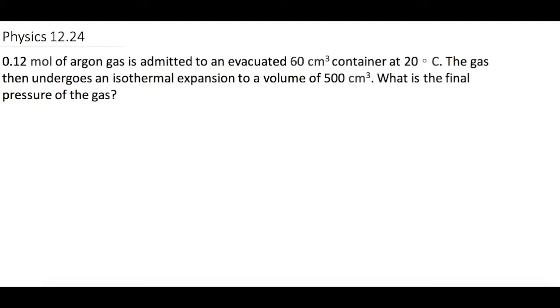0.12 moles of argon gas is admitted to an evacuated 60 cubic centimeter container at 20 degrees Celsius. The gas then undergoes an isothermal expansion to a volume of 500 cubic centimeters. What is the final pressure of the gas?